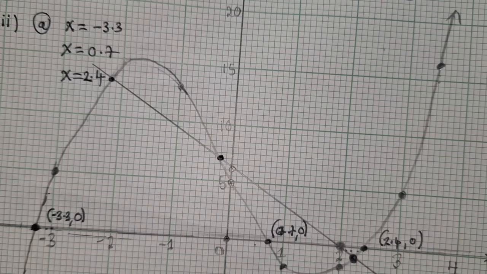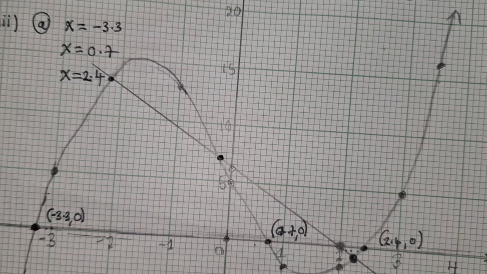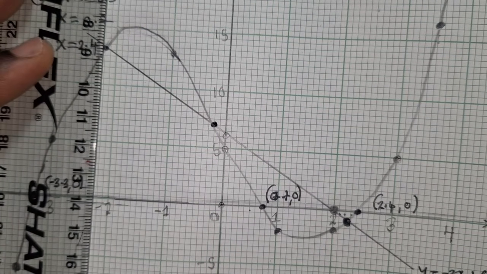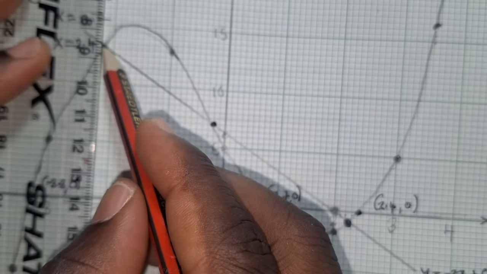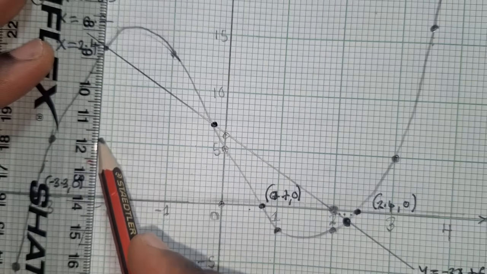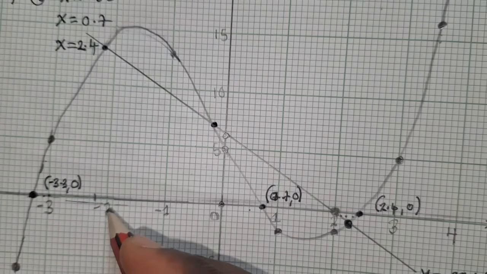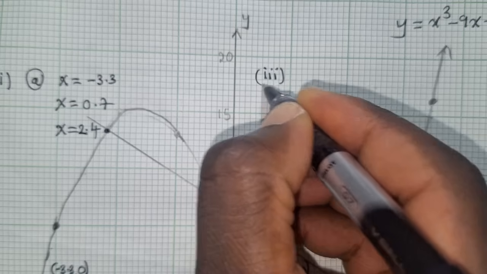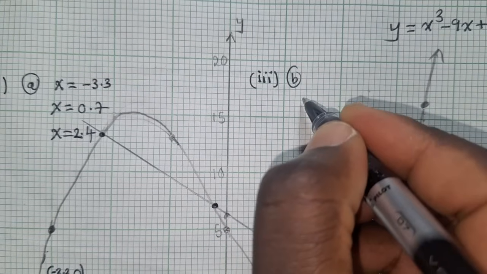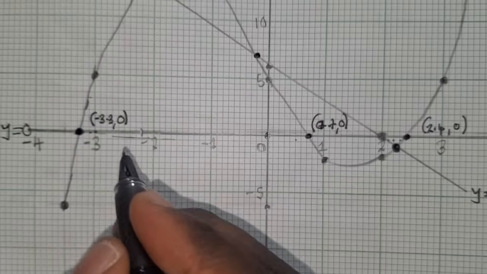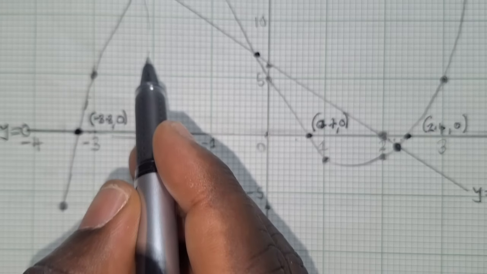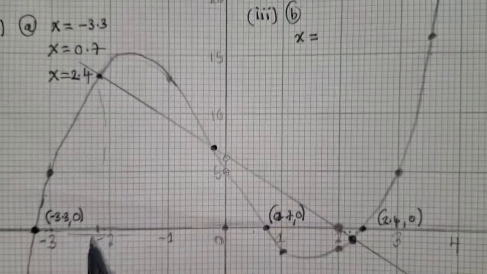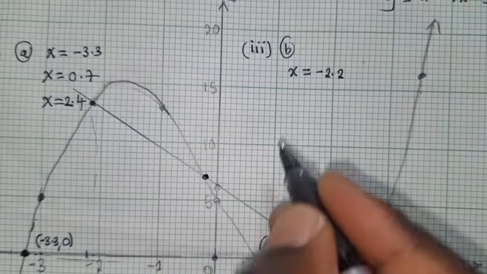Okay? So when you see there, do this. It's meeting here. Don't do what we did, picking the coordinates. No, just go there. Can you see? This is where the line is meeting the curve here. So I'll go down here and check what is the value of x here. So that's my answer. So this, I'll say number 3b, x is equal to, it's meeting the graph here. When you follow straight, it will be here. Negative 2.2. That's one of the solutions.